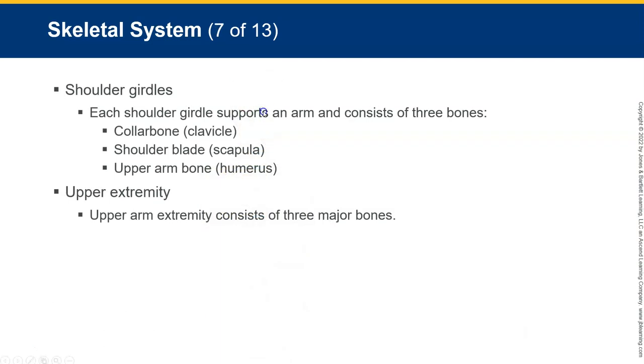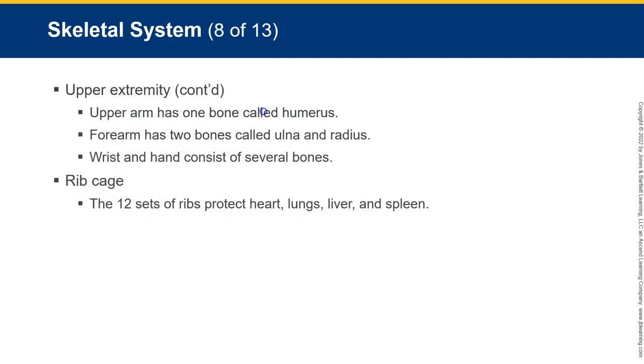Each shoulder girdle supports an arm and consists of 3 bones. So within that, you have the collarbone, shoulder blade, and the upper arm bone. So the clavicle, the scapula, and the humerus. Upper extremity consists of 3 major bones. Upper arm has 1 bone called the humerus, and then down below, we looked at the forearm earlier. We said it was the ulna and the radius, and then the wrist and hand consist of several bones as well.